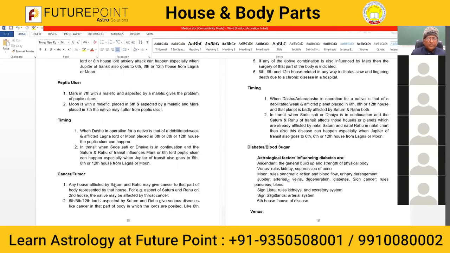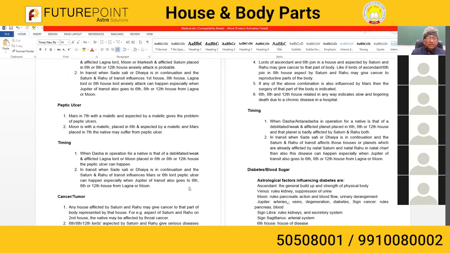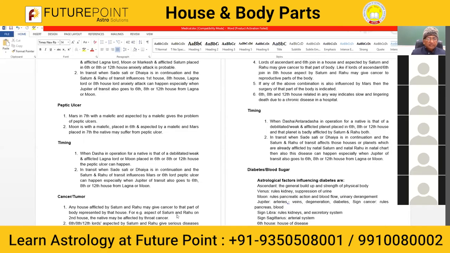Cancer, why is Cancer there? For Cancer, Saturn and Rahu are the two most important planets, but simultaneously Moon is also very important. Moon, Saturn and Rahu, these three. Also Jupiter is important there because Jupiter is a planet of expansion. So Cancer is something where everything is getting multiplied. The cells are getting multiplied. So Moon and Jupiter are also quite important in Cancer.